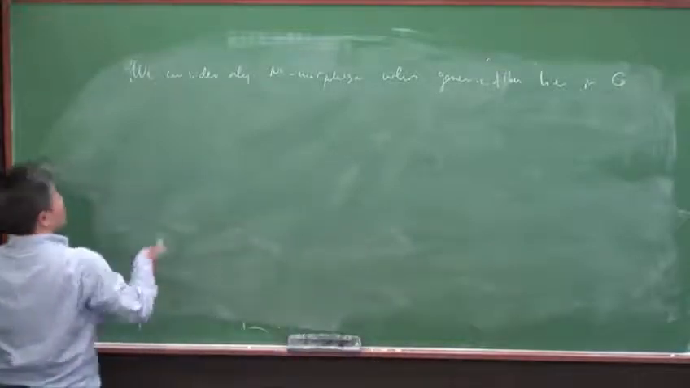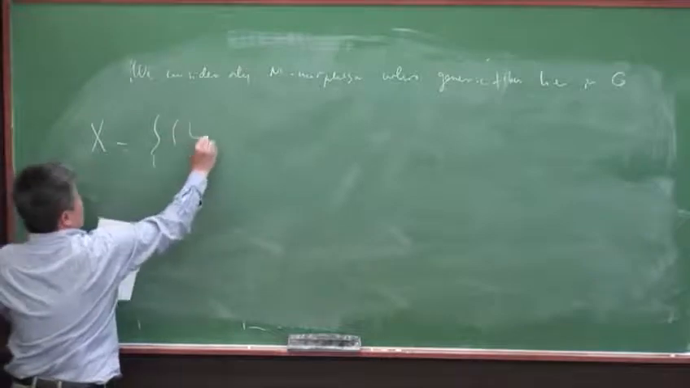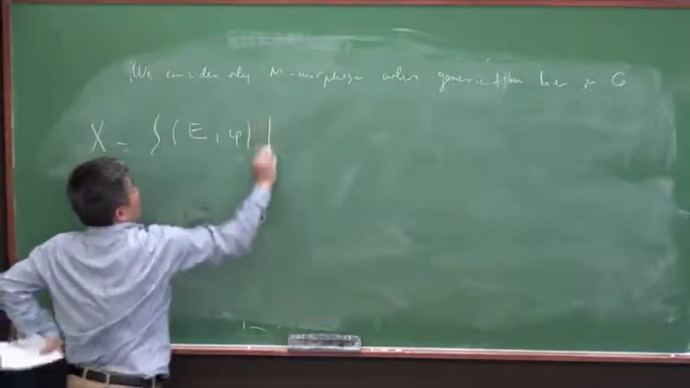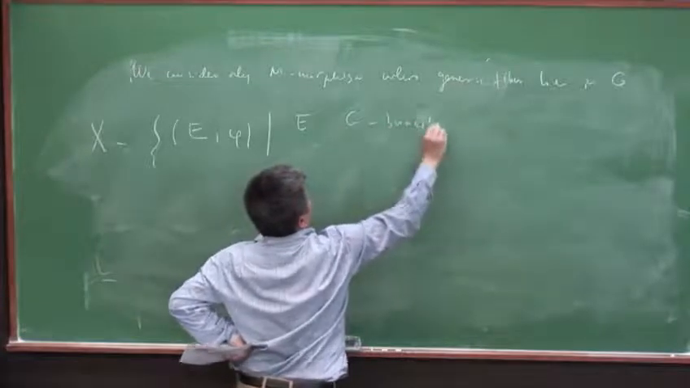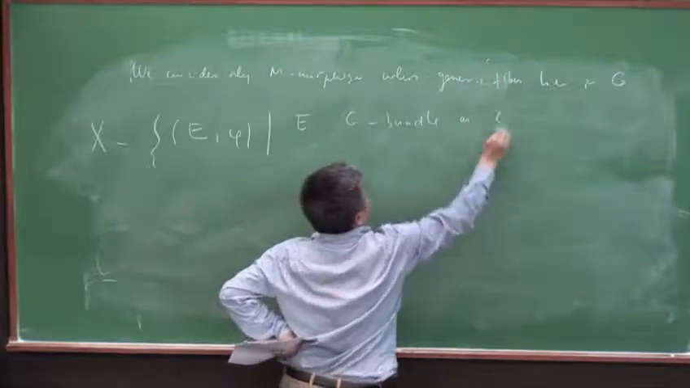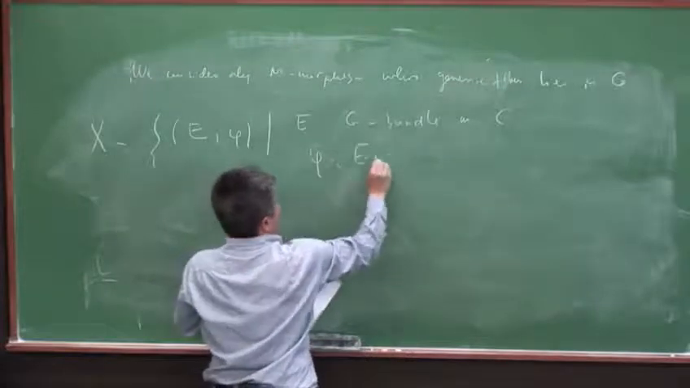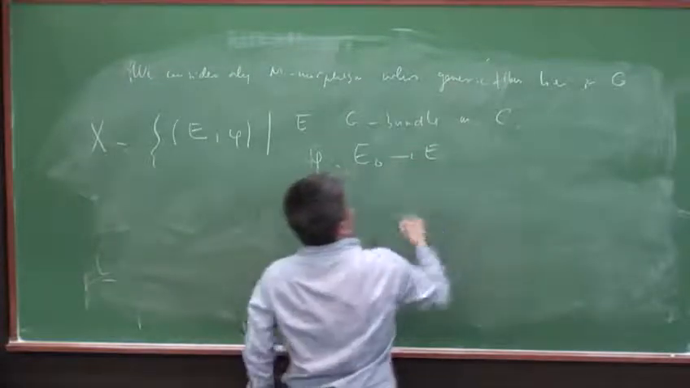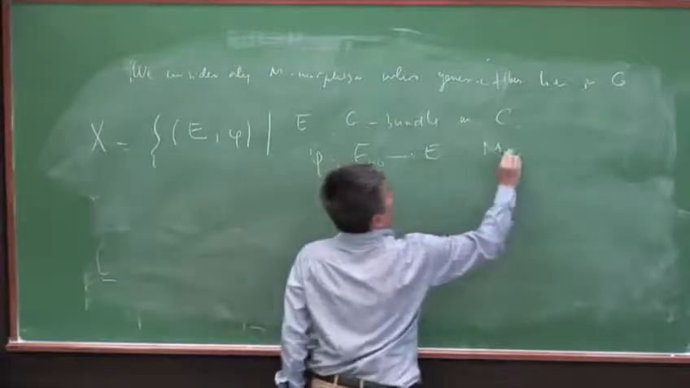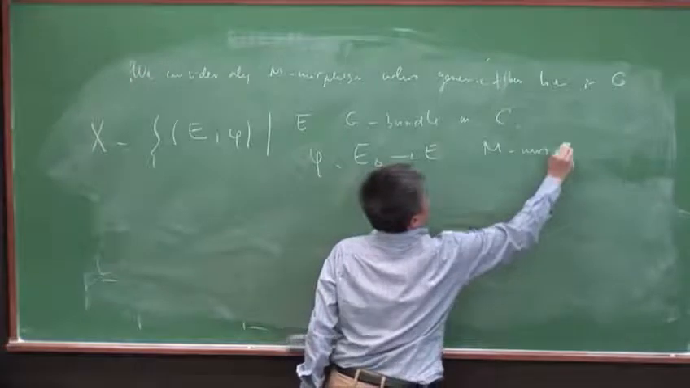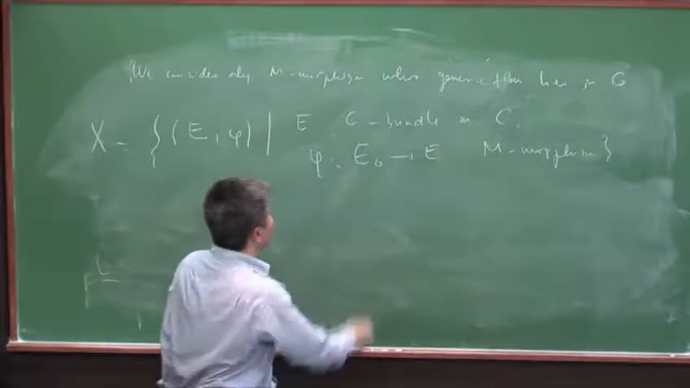So now we look at our smooth space X. It's a very similar space: you look at E and phi. E is a G bundle on C, and phi is now an M morphism from E0 to E. What's E not? Sorry? What is E not? E not is the irretrievable.